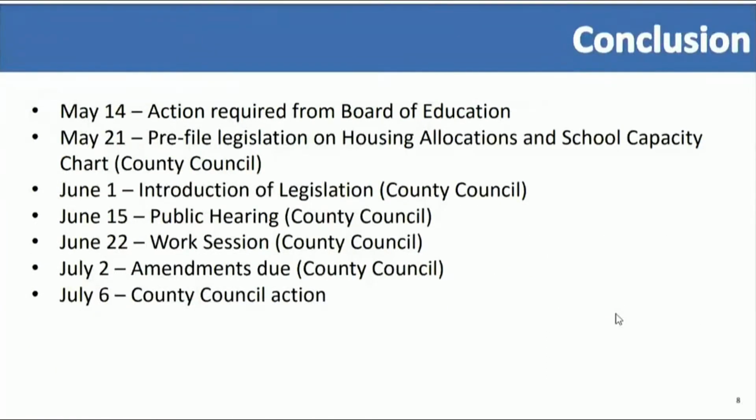The next step for this chart is for the board to approve the school capacity chart for submission to Howard County Council for council's adoption, along with the supplemental information provided in the ordinance. This chart will then be pre-filed with the county on May 21st and the legislation introduced on June 1st. A public hearing is scheduled for June 15th with a council vote on July 6th. Any amendments to our chart would be due July 2nd if something were to change with the adoption of the FY20 capital budget. And at this time, I will take any questions.